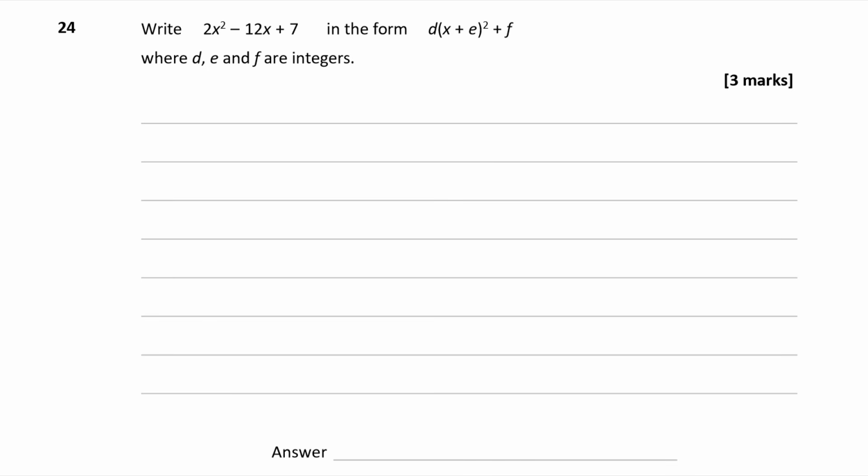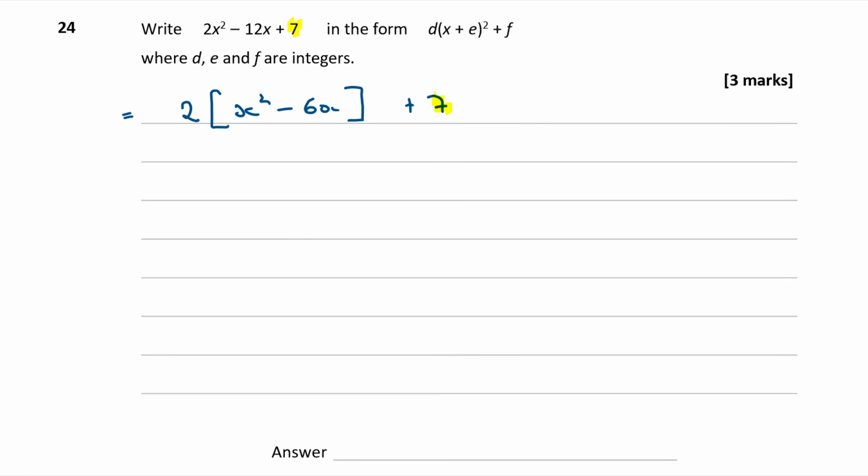So what I'm going to do is factorize out 2 out of the first 2 terms. So that's going to give me 2 lots of x squared minus 6x, okay? And then I've got that plus 7 on the end. Had plus 7, still got plus 7. All I've done is I've taken 2 out of the first 2 terms.